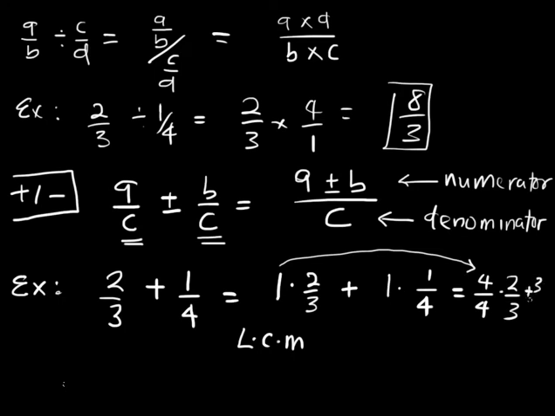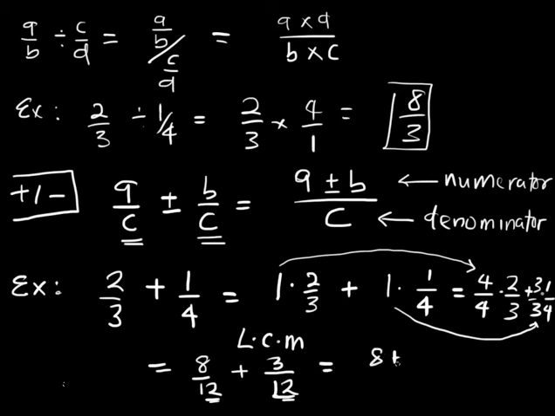Plus 3 over 3. All right. So this 1 is right there, multiplied by 1 over 4. Okay. So finally we get 8. 4 times 2 is 8, divided by 12, plus 3 divided by 12. Now they are the same denominator, 12 and 12. We can simply say 8 plus 3 over 12, which is 11 over 12.